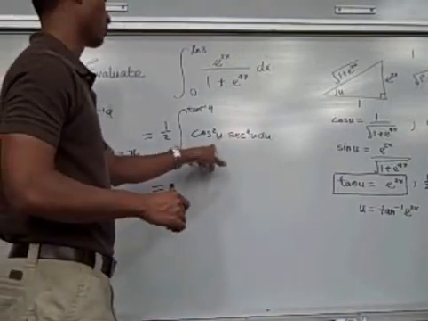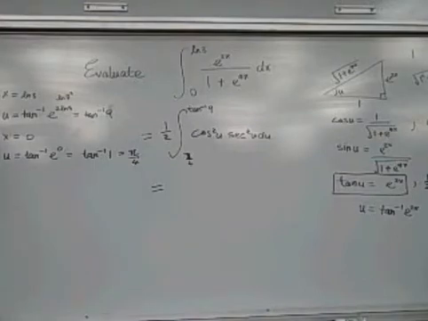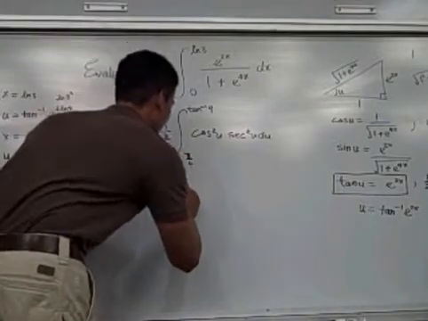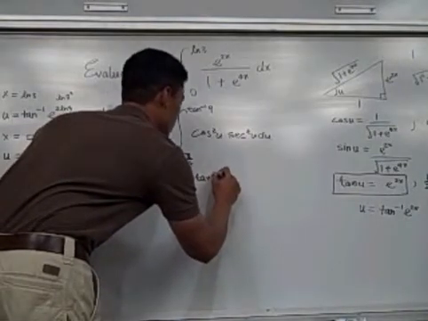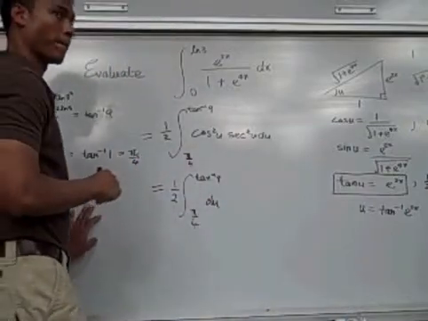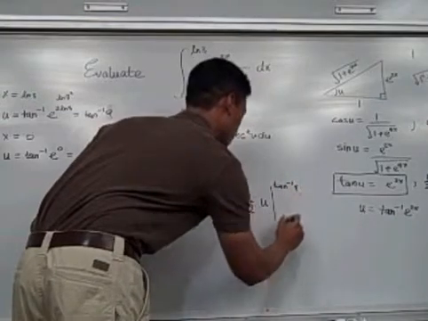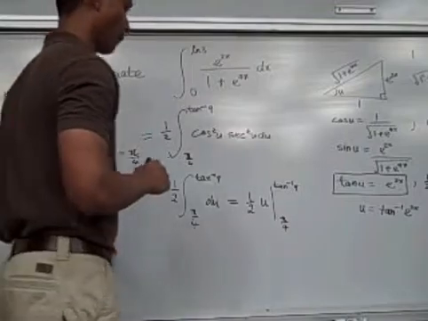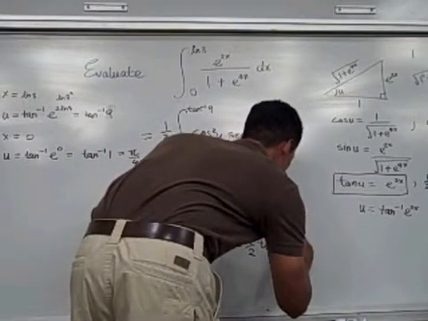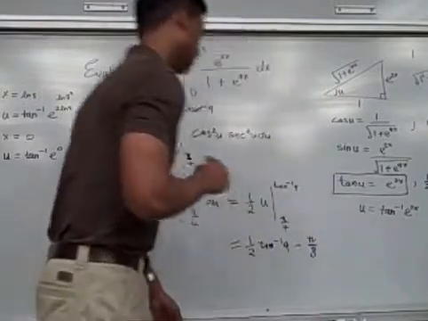Now we need to do the integral. What happens when a cosine and a secant come together? Cosine is the reciprocal of a secant, so they both cancel out to give you just du. What's the integral of du? It's just u. Now we can plug in the limits: arctangent of 9 minus 1/2 times pi over 4. So this should be our answer.